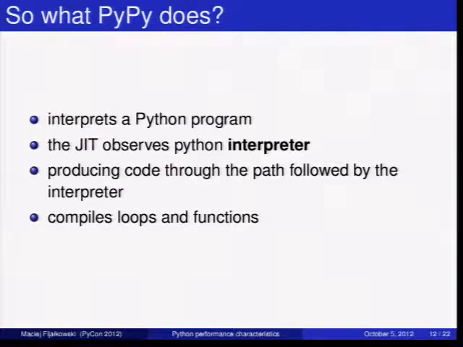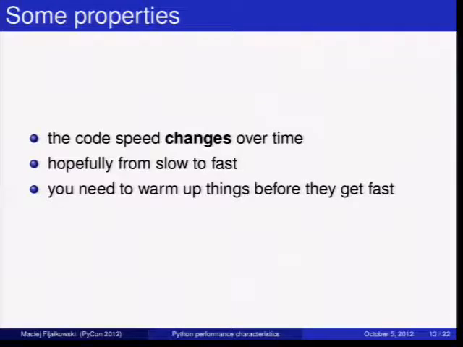It primarily compiles loops. If you have a loop, it will detect that and then compile the loop to assembler. The basic property that's often misjudged is that the speed changes over time, because it will start interpreting slow, and anybody who uses Java will know that things warm up a bit. Hopefully it changes from slow to fast. It's not always true, but most of the time it is. Sometimes it changes from fast to slower, or more often from slow to really slow, if you really hit the bad case. It means that if you benchmark, you need to warm up things before they get hot. So you need to run a benchmark a few times before you can actually observe the times.